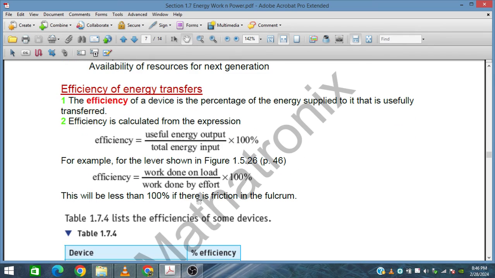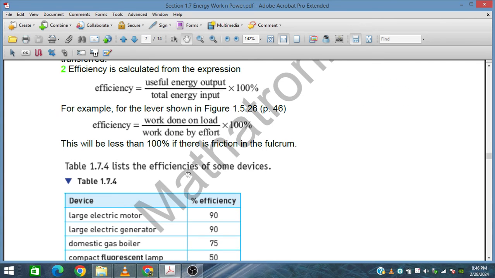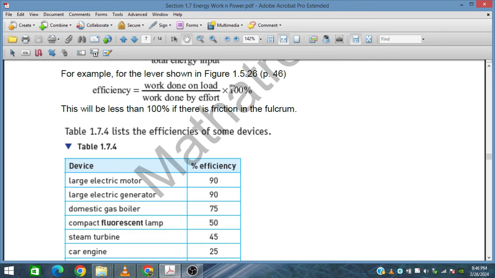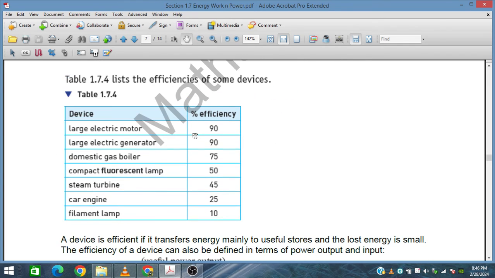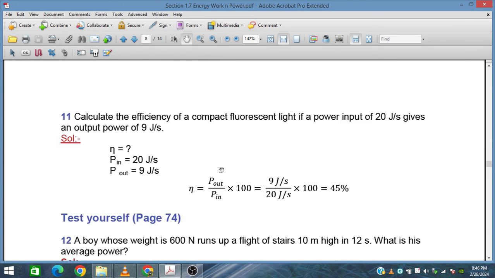Efficiency of energy transfers can be energy output divided by energy input, or work done on the load and work done by the effort. Output work done, input work done. In this way we can get the efficiency: output divided by input, multiplied by 100. Some of the major devices have different efficiencies. The filament lamp has a very low efficiency, and the electric motor has a very high efficiency. Now question number 11, calculate the efficiency of a compact fluorescent light with an input power of 20 joules per second that gives an output of 9 joules per second. So the efficiency is 9 over 20, which is 45%.